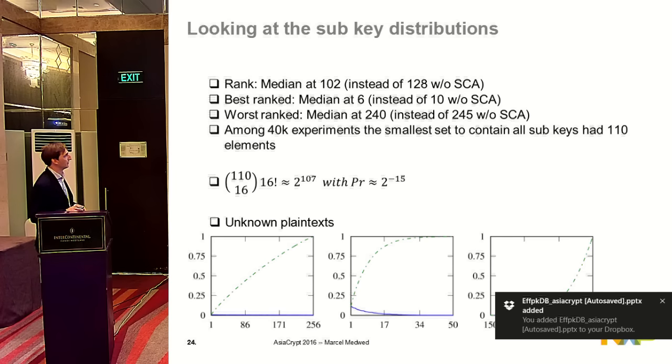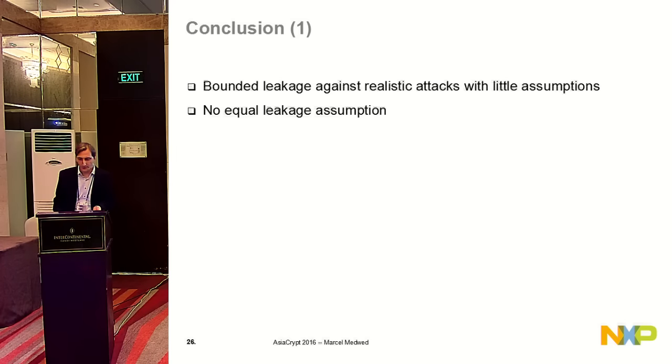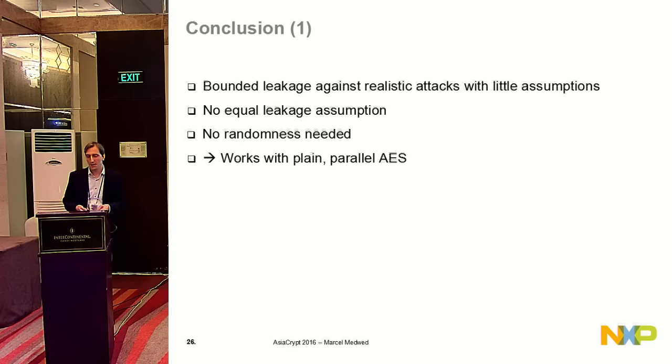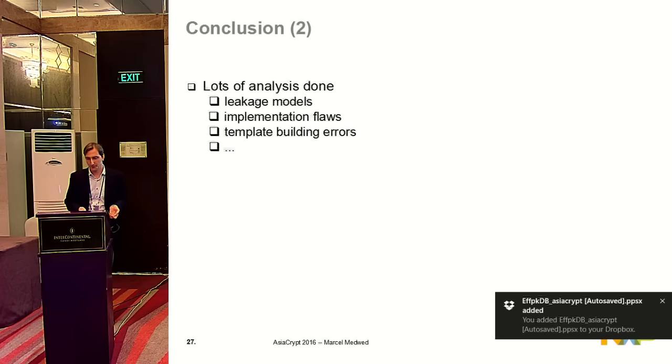So I presented a leakage resilient PRF with bounded leakage under practical assumptions, with much fewer assumptions than previous constructions. We have no equal leakage assumption. We don't need randomness for this countermeasure, actually. That's also nice. And it works with a plain parallel AES implementation. The speedup depends very much on the memory, and the trade-off is not very nice because for m times speedup we need 2 to the m memory, but for m equals 4 or 8 it's still okay.